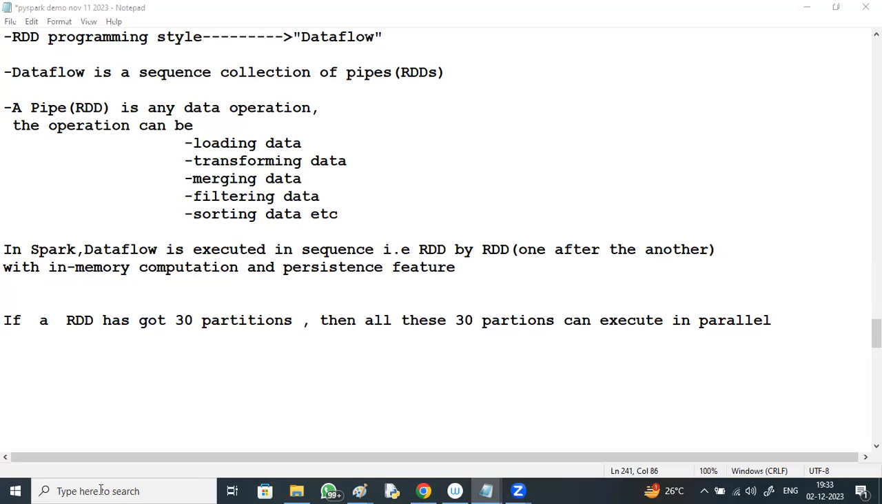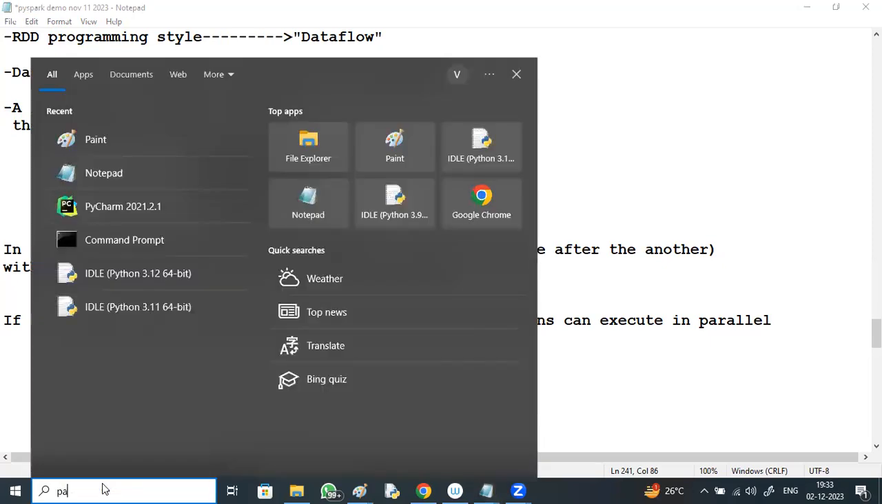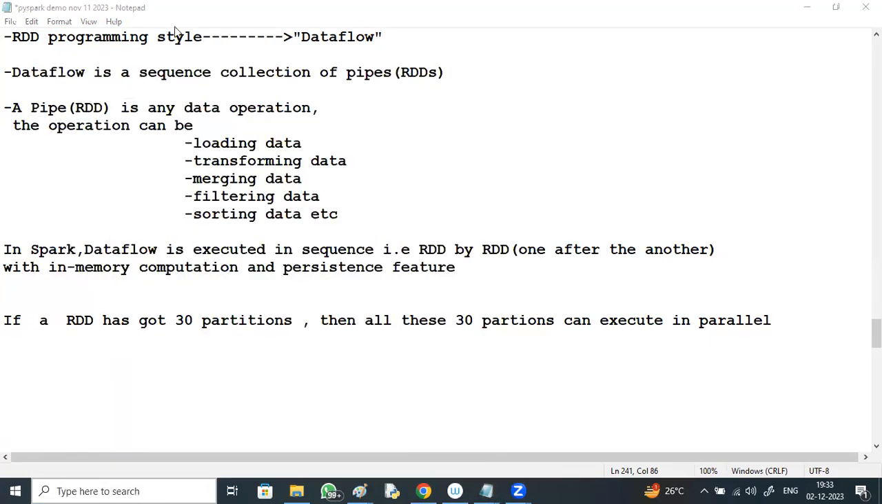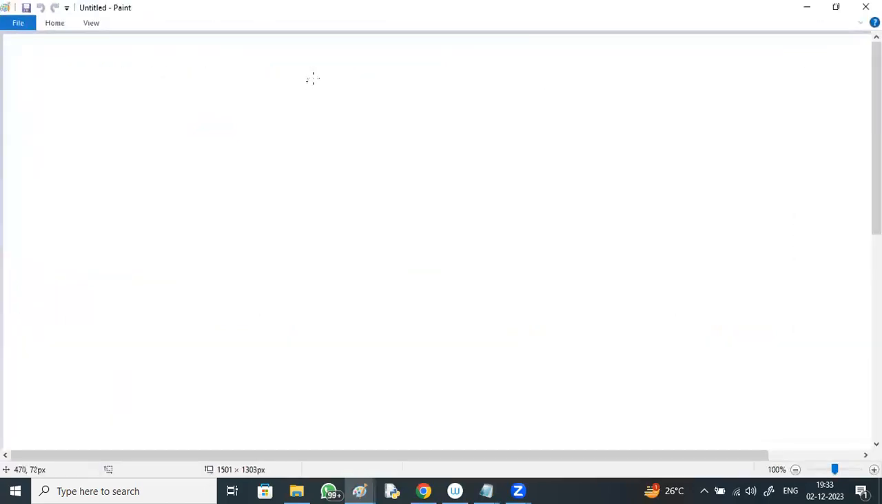So just observe this diagram, right? Sir, what is distributed processing and what is parallel processing? Both are same, right? Yes. Okay. So what is distributed processing and what is parallel processing?